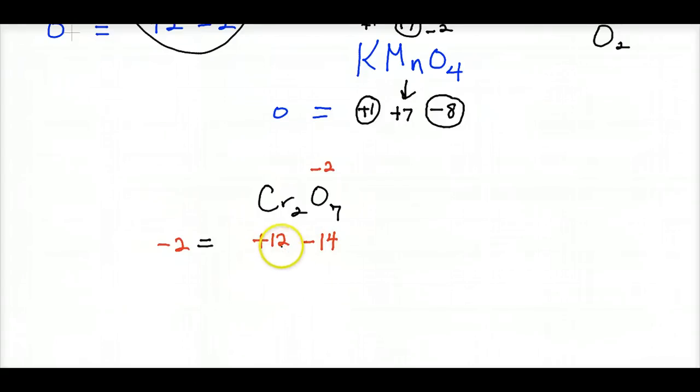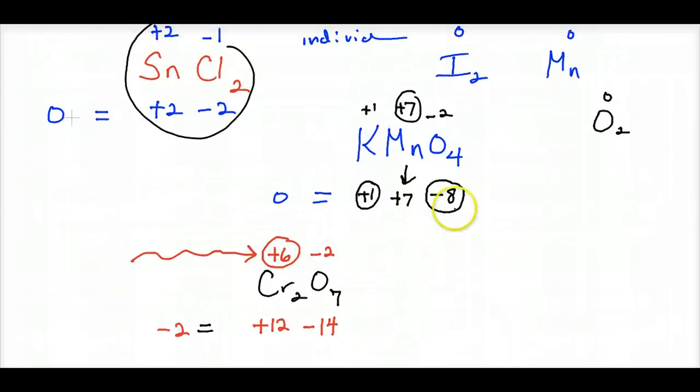Okay, but the answer isn't positive 12 because this positive 12 is an overall for all the chromiums, but there's two of them. So the individual charge is plus 6, and that is my answer. If I said to you in a Regents question, what is the charge of chromium in the dichromate ion? You're looking for that number. These overall charges help us get the individuals, just like the ones we did here. The answers are not here.